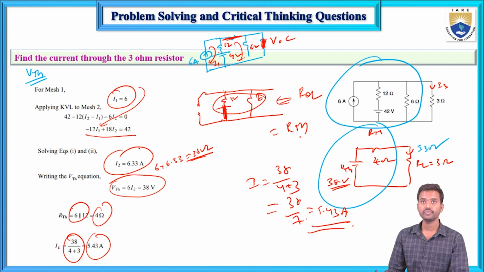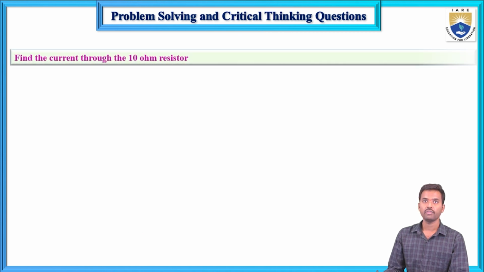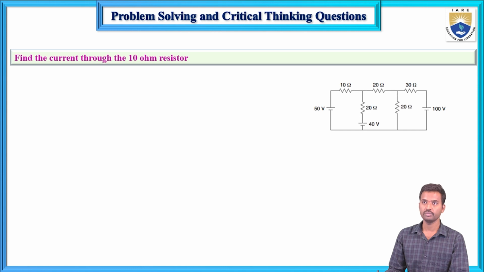Now next, find the current flowing through the 10 ohms resistor using Norton's theorem. Here there are 3 voltage sources, 50, 40 and 100 ohms, with 10, 20, 30, 20, 20. We want the current flowing through this 10 ohms resistor.